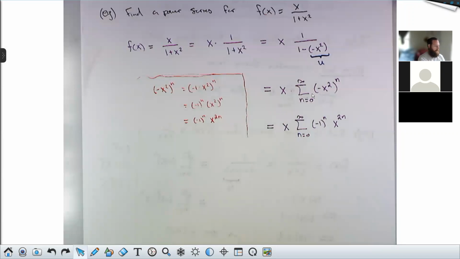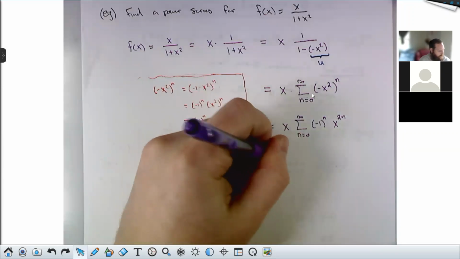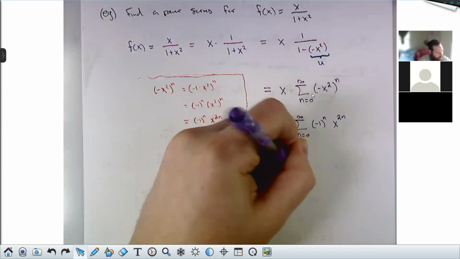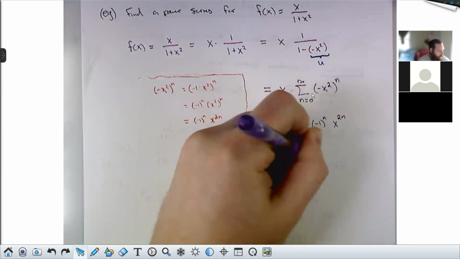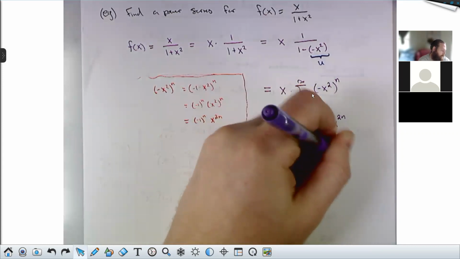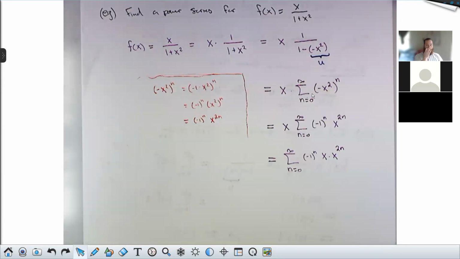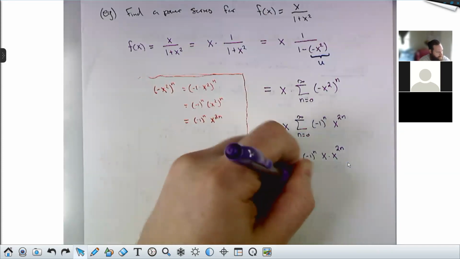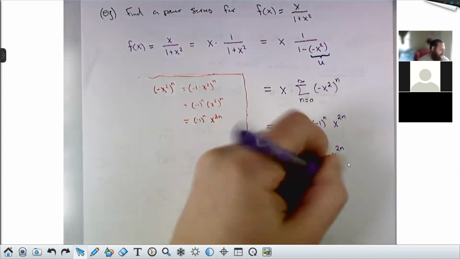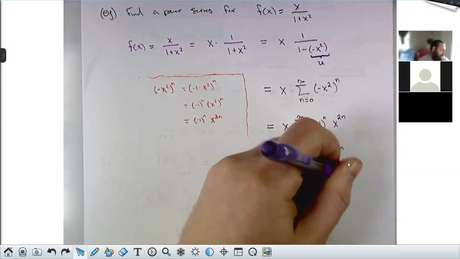And my last step here is to bring this x inside. So sigma n from 0 to infinity, negative 1 to the n, x times x to the 2n. So that's this guy coming in. He doesn't have any n's in him, so he can pop in and out of the series at will. Last thing, x times x to the 2n is x to the 2n plus 1. So this is sigma n from 0 to infinity, negative 1 to the n times x to the 2n plus 1.